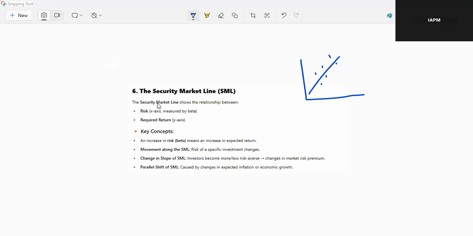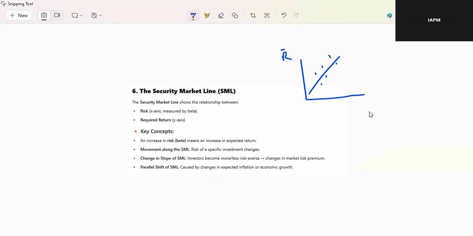What does the SML measure? And how important is it for us to know? So the SML, the security market line, is just a graphical representation of the CAPM model. So it shows how the required return on an investment changes with systematic risk. So on the x-axis, we have risk. On the y-axis, we have the expected return or the required return. So here we have our risk, we have our expected return. Okay.